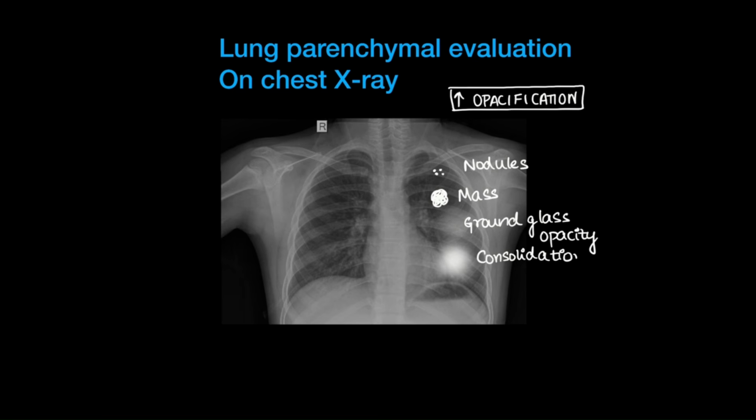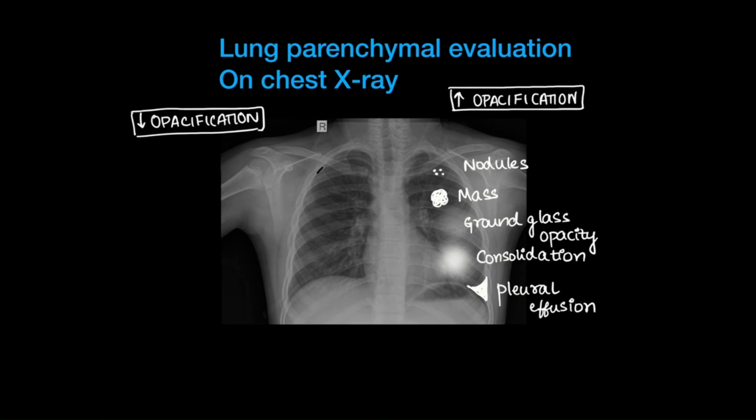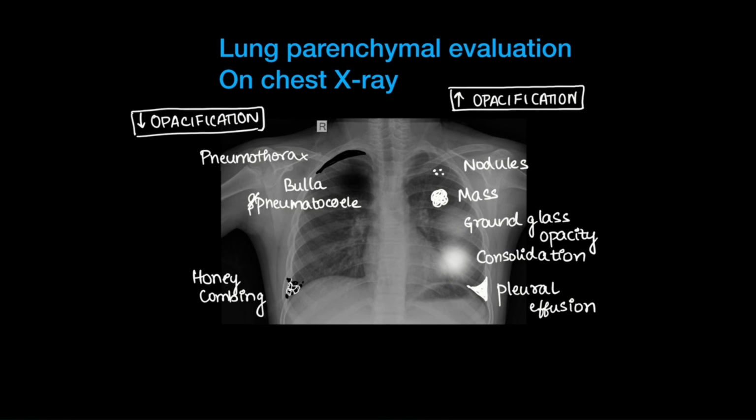These opacities we can look for in X-ray, and the other one is pleural effusion, which is also increased opacification at the CP angle. Then pathologies causing decreased opacification. Here we can see pneumothorax, mainly in the apical region if it is there. Others are bullae, pneumatoceles, and honeycombing, which is difficult to see on X-ray, but sometimes if it's gross you can.